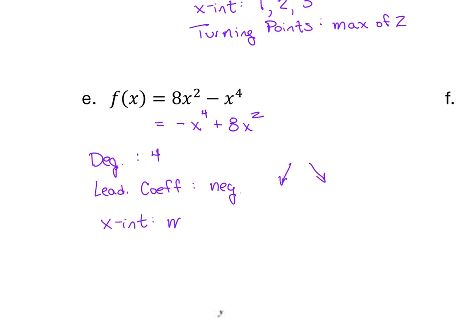We have a maximum of 4, and turning point, we're going to have a max of 3. Okay. 4 x-intercepts because our degree is 4. Again, that's the maximum we can have. We take our degree, we subtract 1, and that tells us our maximum number of turning points. All right, and last one.